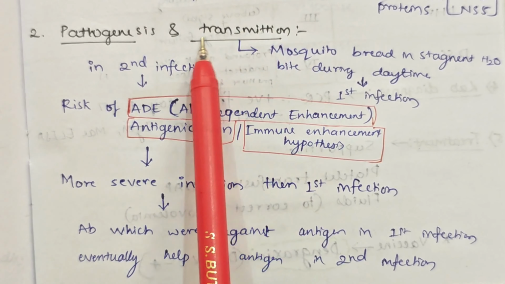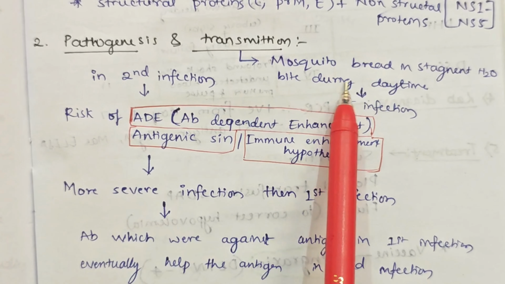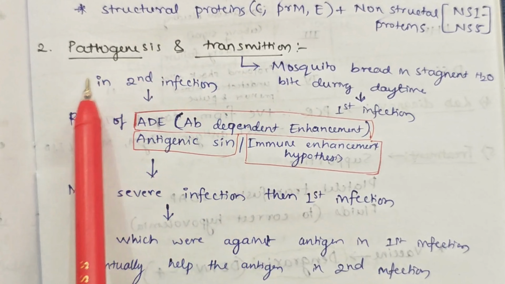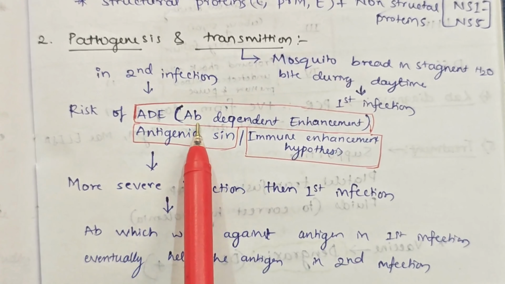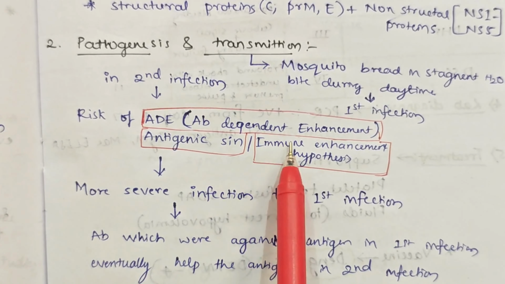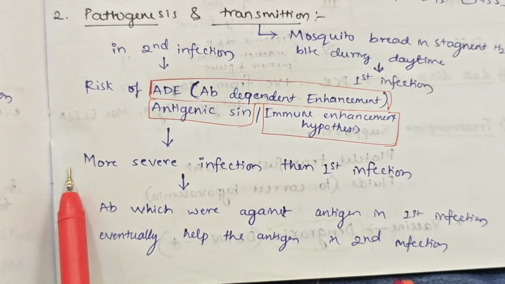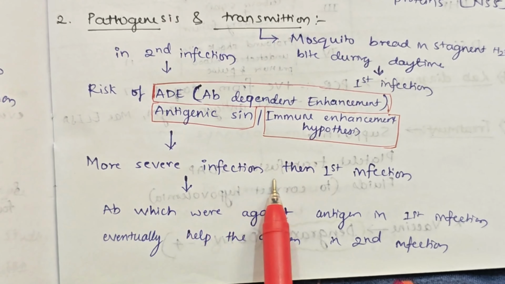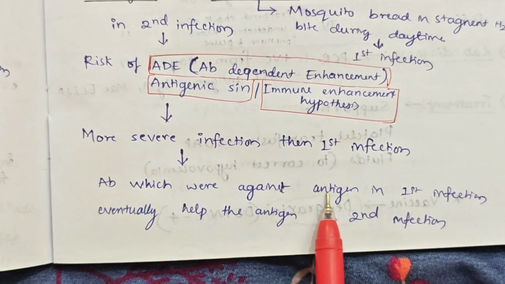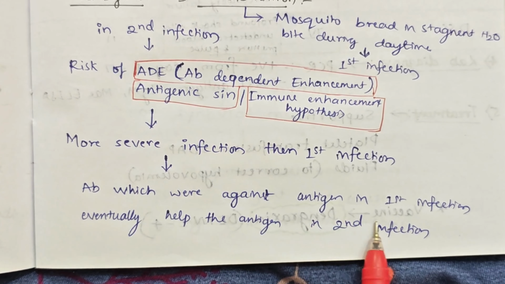Pathogenesis and transmission: the mosquito breeds in stagnant water and bites during the daytime, which causes the first infection. In a second infection, there is a risk of ADE, that is antibody-dependent enhancement, also called the immune enhancement hypothesis, where the second infection is more severe than the first. Antibodies which were against the antigen in the first infection eventually help the antigen in the second infection.